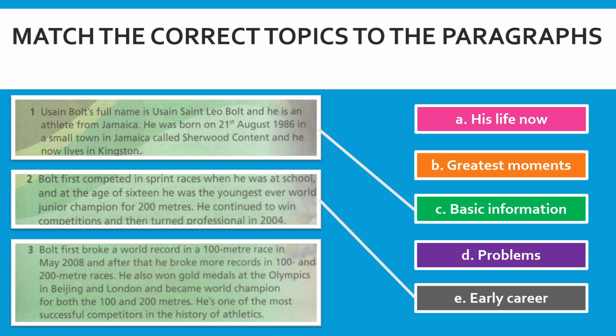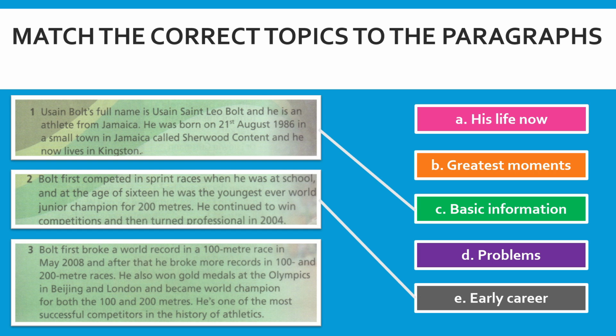Number 3, Bolt first broke a world record in a 100-meter race in May 2008, and after that he broke more records in 100 and 200-meter races. He also won gold medals at the Olympics in Beijing and London and became world champion for both the 100 and 200 meters. He's one of the most successful competitors in the history of athletics.